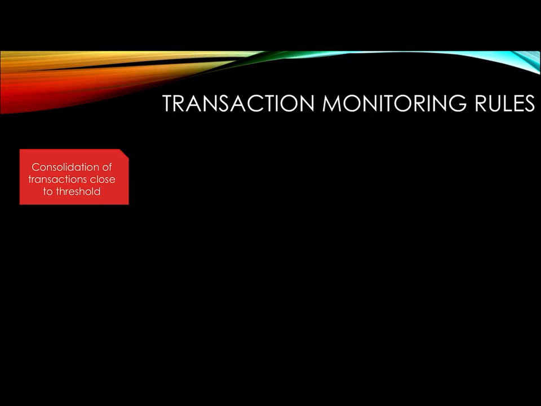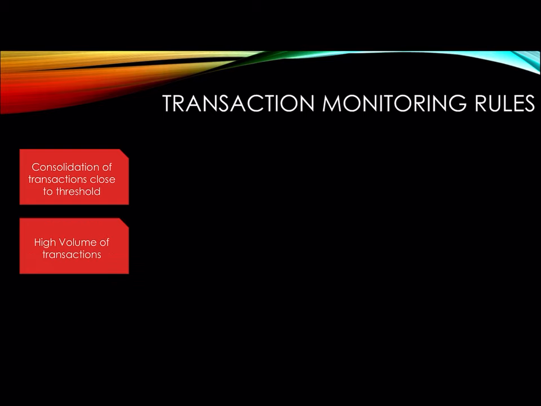The first one is consolidation of transactions close to threshold. By using this rule, we can detect an excessive proportion of transactions made to avoid reporting, submitting or depositing money just below the threshold. For example, there may be a threshold of $10,000, and we are looking for a pattern where transactions for the party largely fall between $9,000 and $10,000. And it includes detecting multiple cash deposits and cash withdrawals by a customer or account across branches, right?